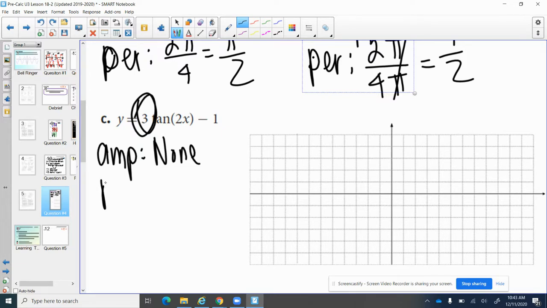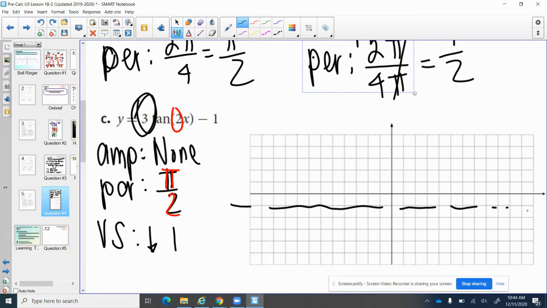The two other important things to note are that our period is pi over 2, because originally our period was pi, and dividing by B, which is 2, gives pi over 2. And we're shifting this vertically down 1 unit, which means our midline is now down 1.